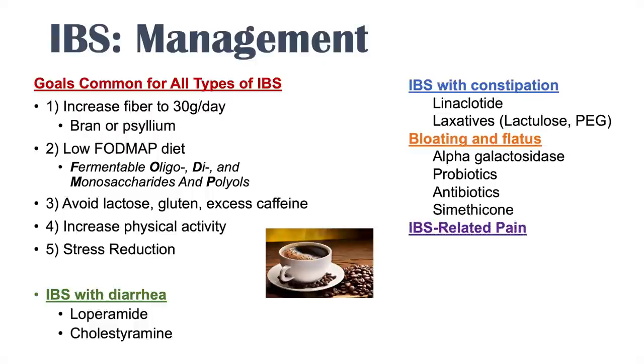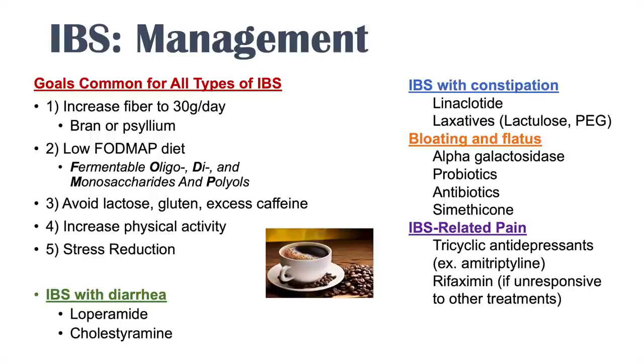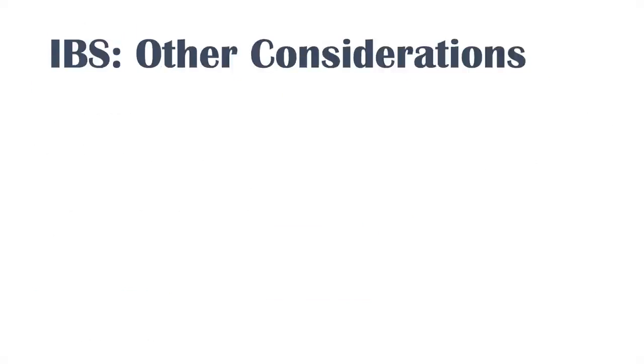With regards to IBS-related pain, this can be its own specific issue. We can use tricyclic antidepressants. Some examples are amitriptyline, which can help with just the pain. And rifaximin can also be used. The antibiotic rifaximin can be used if an individual is unresponsive to other treatments. So if we've used the treatments I've listed here and it's still not helping them, we can give a trial of rifaximin.